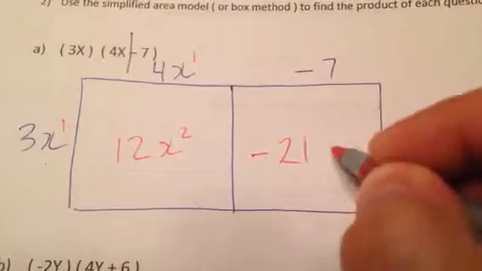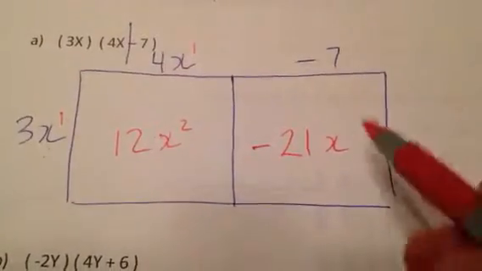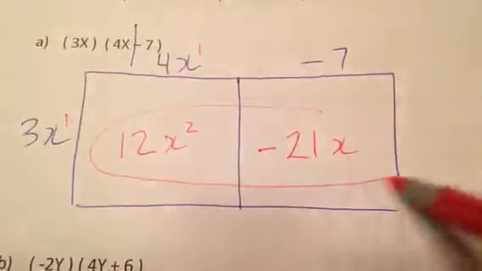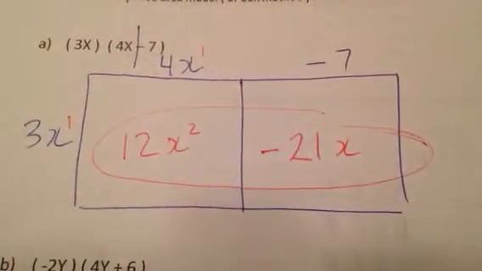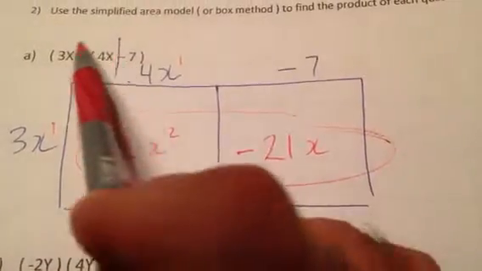That's negative 21. And the x is still part of it, so it's negative 21x. And there's our answer: 12x squared minus 21x. Okay? Again, you can probably see a quick shortcut by just looking at the question and going directly to this answer.